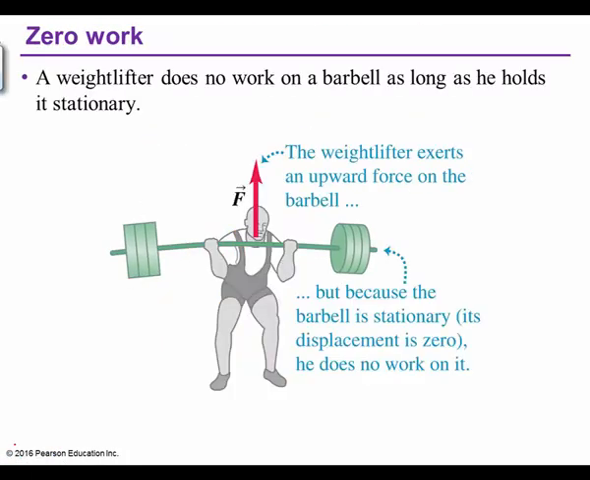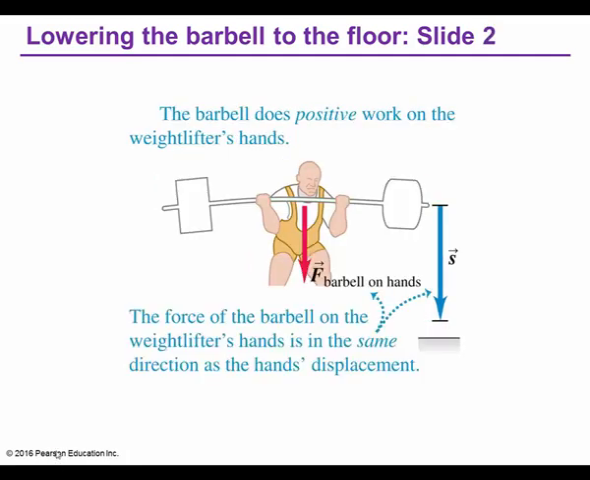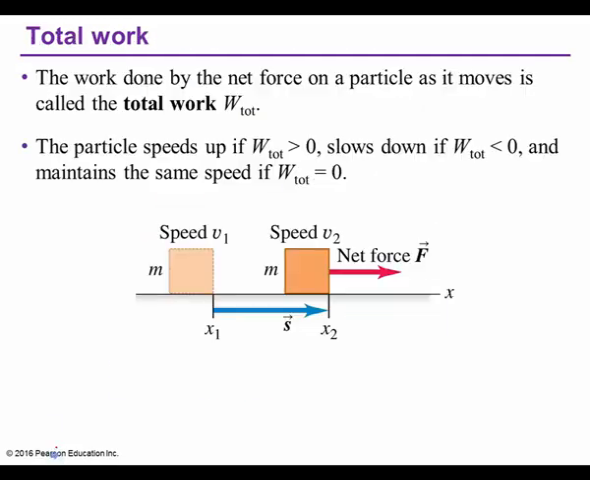All right, weightlifter lifting weight. Notice the weightlifter does no work on a barbell as long as he holds it stationary. Remember, if there's no displacement, no work. You got to have displacement. When we start moving it, it becomes what? It becomes work. And yes, there would be work whether he's dropping or lowering because he's got displacement. That's just saying that the displacement's the same, it'd be the same. Okay, let's move on.